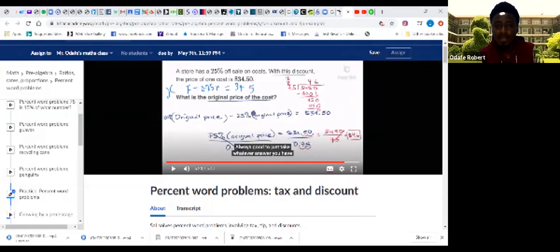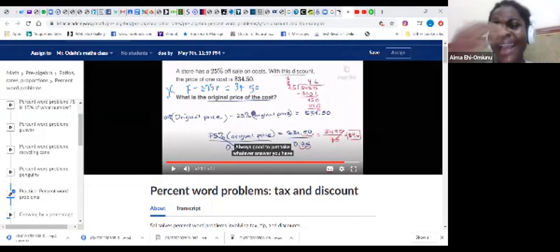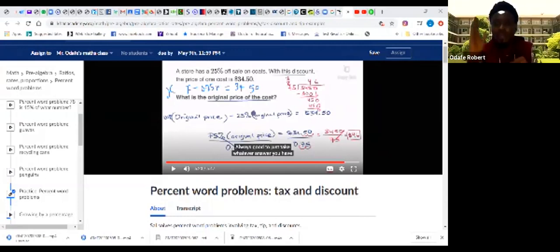Now, from here, all I need to do is solve. What is x minus 0.25x? That will give me 0.75x. So I will have 0.75x is equal to 34.50, which is almost the same thing that we did there. Do you understand what I just said?